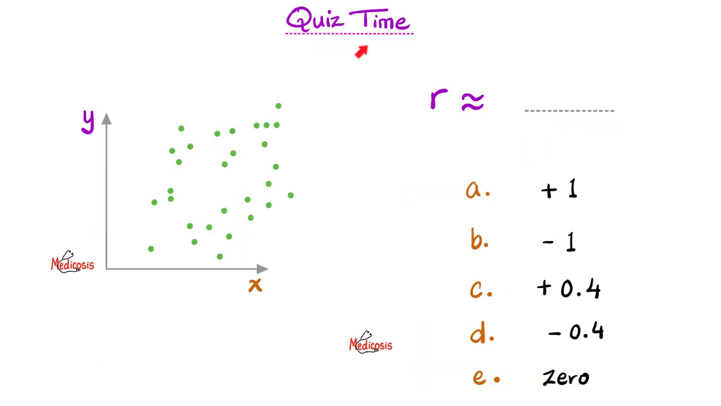As is the habit towards the end of each video, we have a question for you. Here's a graph, x here, y there, and a bunch of dots. If you have to pick a number for r, do you think r is A, positive 1, B, negative 1, C, positive 0.4, D, negative 0.4, or E, 0? Please let me know the answer in the comments. You will find the exact answer in the next video.